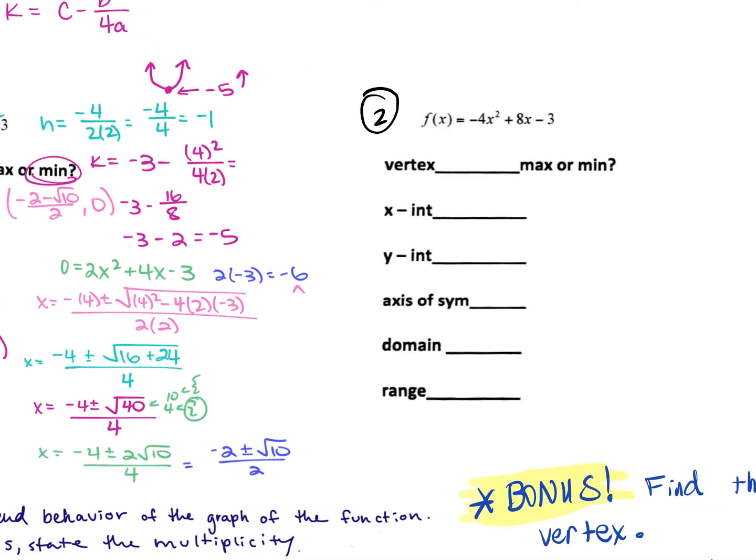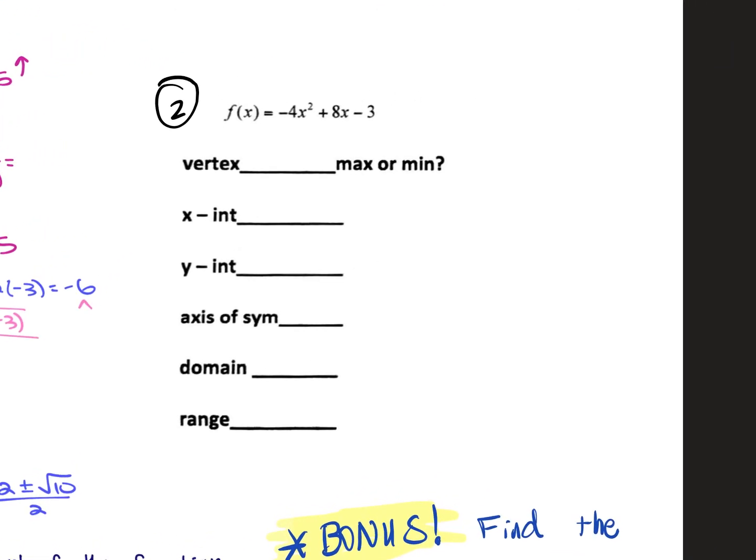For number 2, we have f of x is equal to -4x squared plus 8x minus 3. First thing that we see there, you have an a of -4, a b of 8, and a c of -3. Your a is negative, so do you have a maximum or minimum? A maximum, because this parabola is going to open down. So you have a maximum point. That maximum point is going to be your vertex.